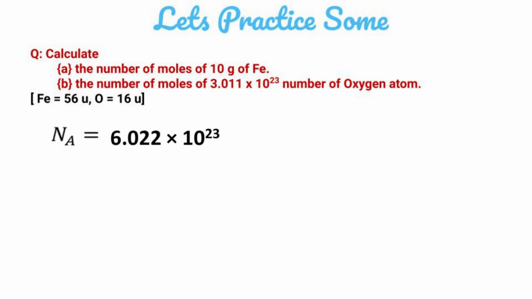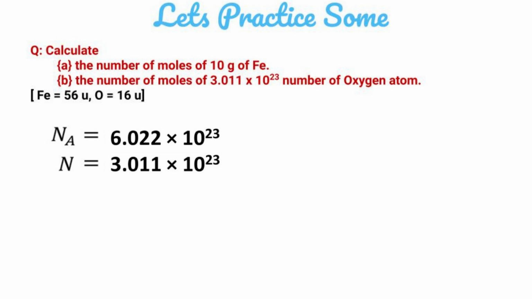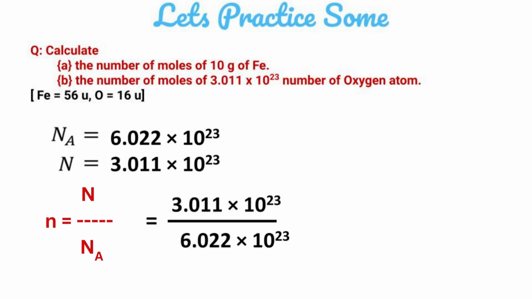In the second part, Avogadro number is 6.022 multiplied by 10 raised to the power 23, which is N naught. The given number of atoms N is given in the question, which is 3.011 multiplied by 10 raised to the power 23. Now, put the values in the second formula. The ratio will be 3.011 multiplied by 10 raised to the power 23 by 6.022 multiplied by 10 raised to the power 23, which on calculation gives 0.5 moles.